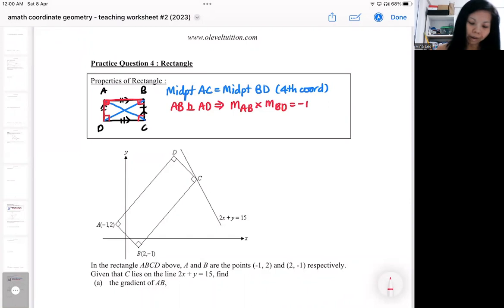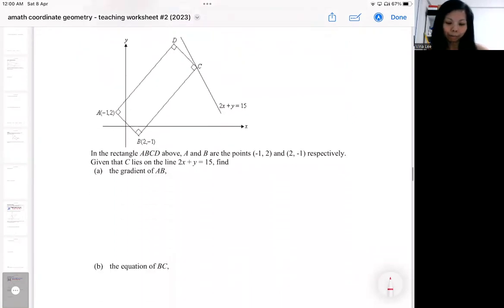So you've got four 90 degrees for you to play around. Okay, so you can write it out yourself. So the awareness is the 90 degree that comes from the property. So with this perpendicular, you can apply the gradient of the perpendicular line formula. So again, this is something a lot of students may not remember, or they may not apply even if they see a 90 degree. So that is a rectangle.